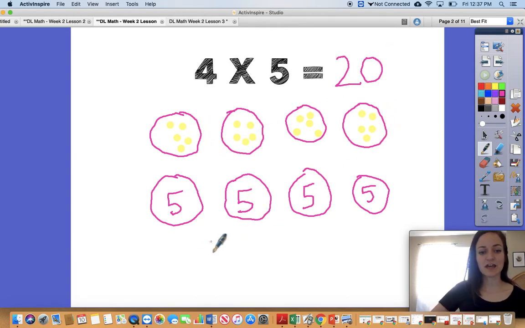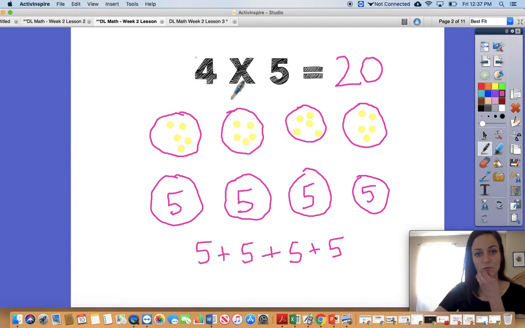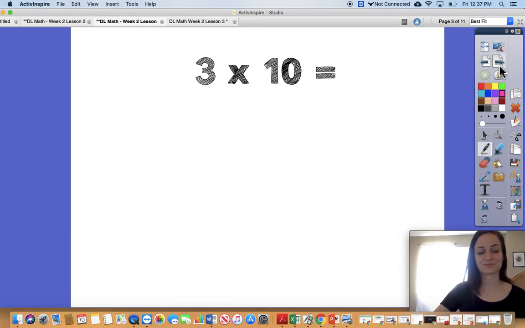I can also think of that as 4 times 5, 5 plus 5 plus 5 plus 5. Do you see how I have 4 5s? 1, 2, 3, 4. 4 groups of 5, so 5 plus 5 is 10, 10 plus 5 is 15, 15 plus 5 is 20. 4 times 5 equals 20. Okay, let's go ahead and practice another one.